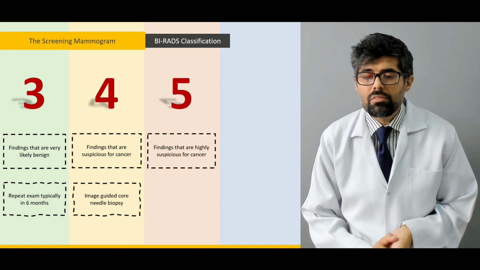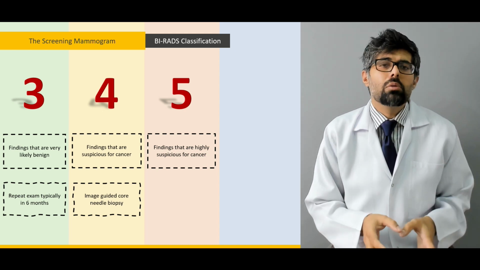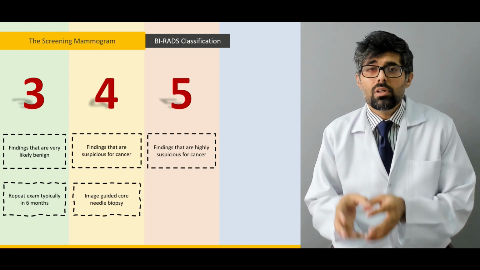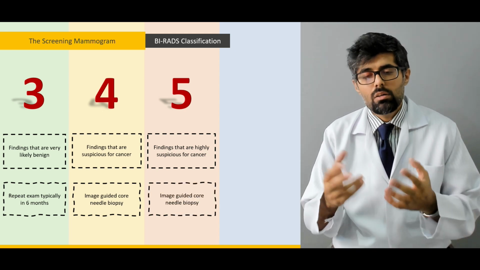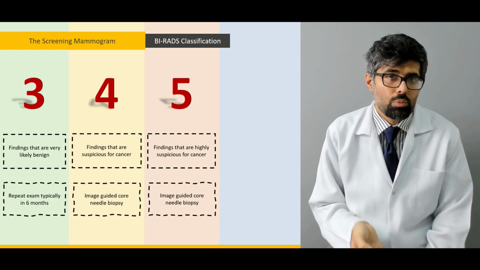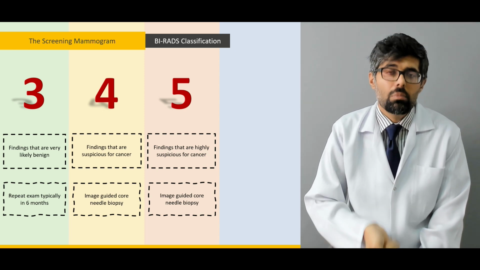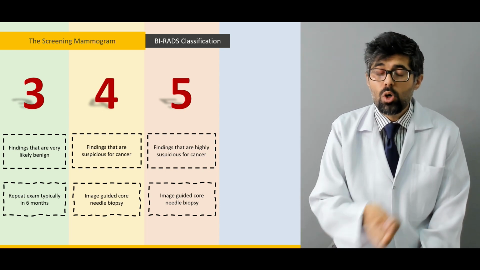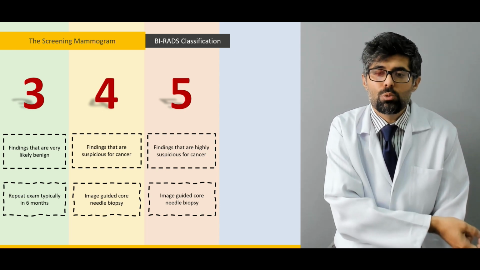Next classification is class 5. In class 5, the suspicion of being malignant is extremely high. All the markers, all the characteristics, all the findings point toward being malignant. For these mammograms, again, we recommend that a needle biopsy must be performed. These biopsies should be image guided so as to perform a good biopsy, so that only the suspicious tissue is taken from the breast parenchymal tissue.